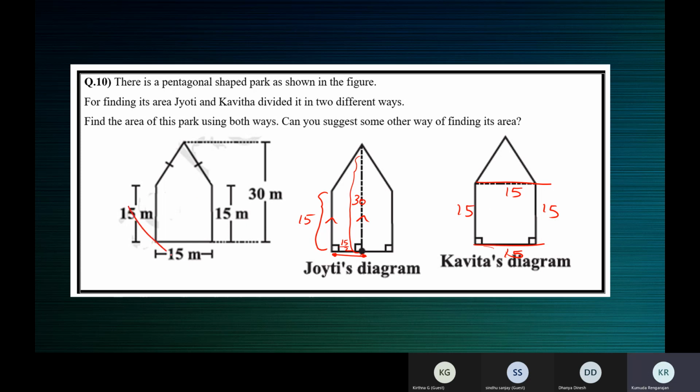So these three 15s are already given in the question. When you join this, this also is 15. So since all the sides are equal, it's a square. Area of the square is side squared, square units. Then for the triangle, half base into height. What's the base?